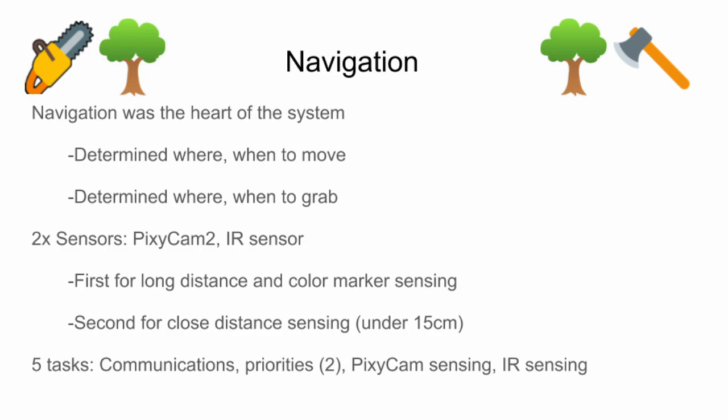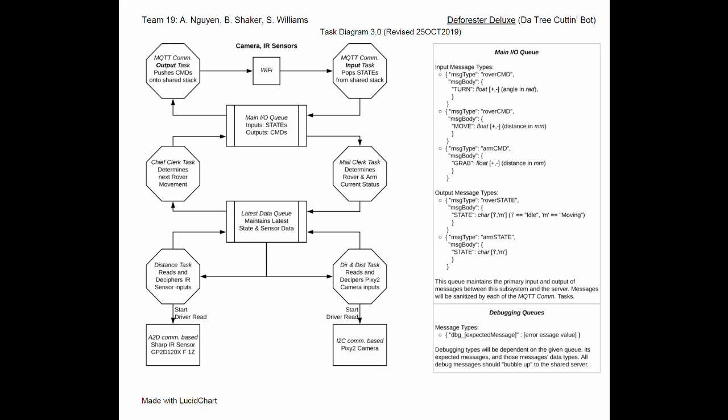The Pixie cam was used for sensing marked trees, for which it looked for colors, in this case red and yellow. Ideally, it would sense other colors to avoid, but this was not implemented in time. The infrared sensor was used for short distance sensing, between 6 and 15 centimeters. The Pixie cam was not accurate in that range. The infrared sensor took priority. Once the rover got close enough, it would rely on the IR sensor to close into the proper distance to reach and grab the tree.